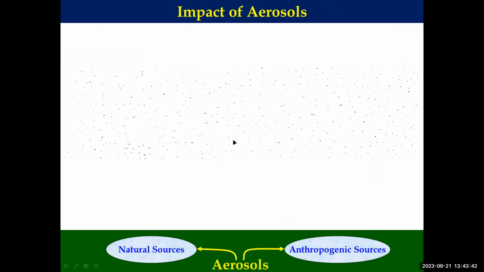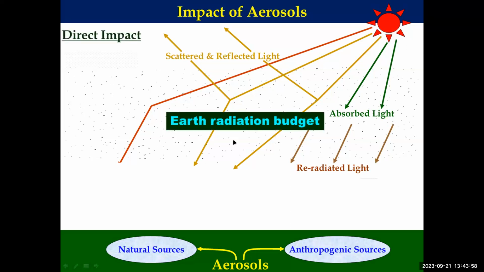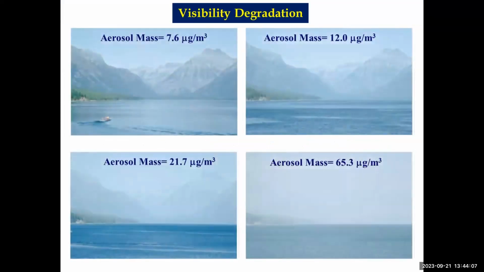Now coming to their impact. Aerosols coming from various natural as well as anthropogenic sources into the atmosphere interact with the incoming solar radiation through scattering, absorbing, re-radiation, reflection, etc., which is known as direct aerosol impact. It perturbs the atmospheric radiation heat budget through their scattering and reflectivity nature. A typical example of this direct impact: if we increase the aerosol mass from 7.6 to 65.3, the visibility is degraded. That is the main cause of this direct aerosol impact.